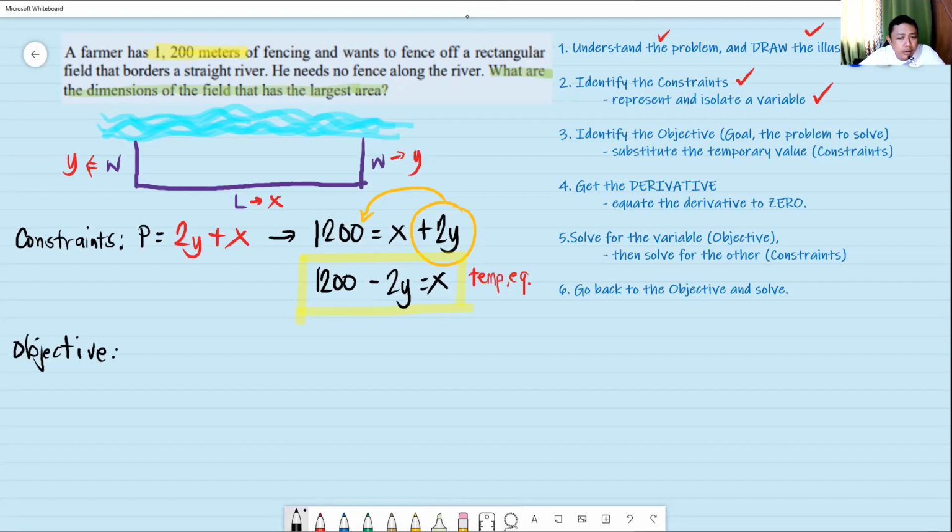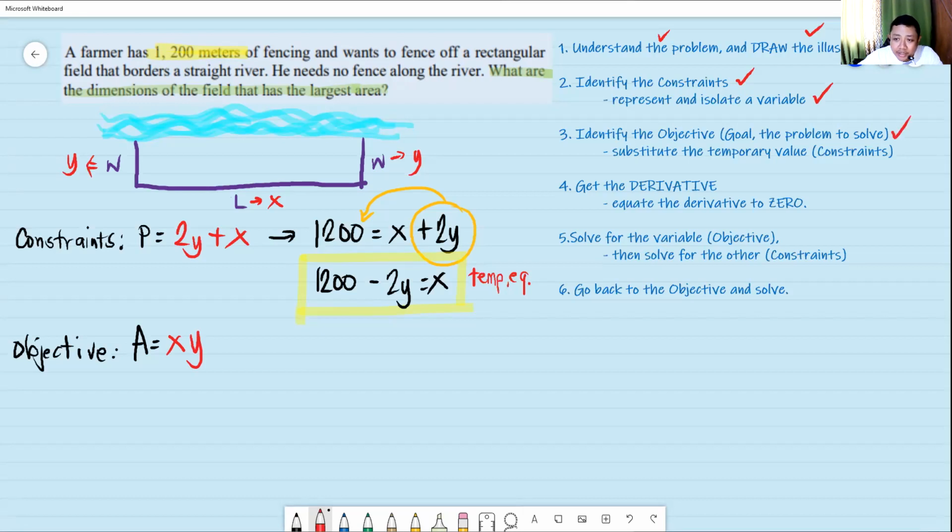Let me see if you can recall. Open your chat box. What is the formula for the area of a rectangle? Type it in the chat box, please. Very good. It's length times width. But now, our length and width are represented by x and y. What do you think is the new formula for our A? It will be A is equal to x times y. Can you follow?